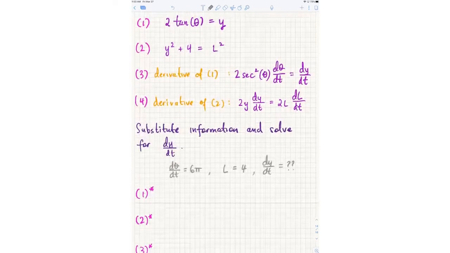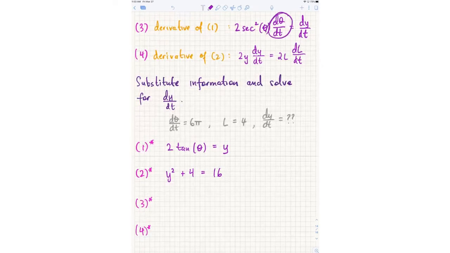So equation 1 gives us 2 tan theta equals y. It literally gives us nothing, that first equation. We don't know theta and we don't know y. The second equation gives us y squared plus 4 equals 4 squared, so 16. For 3, if I substitute in, d theta dt is 6 pi, so here I would get 12 pi secant squared theta equals dy dt. And then the last equation, I get 2y dy dt equals 8 dl dt. Remember, L is 4.